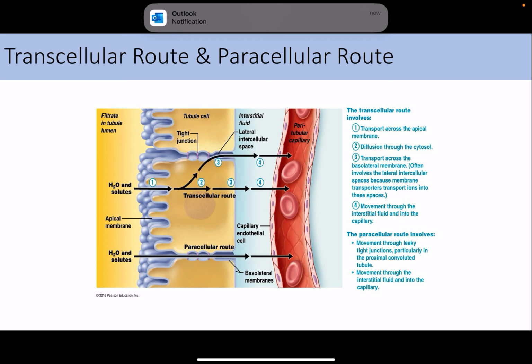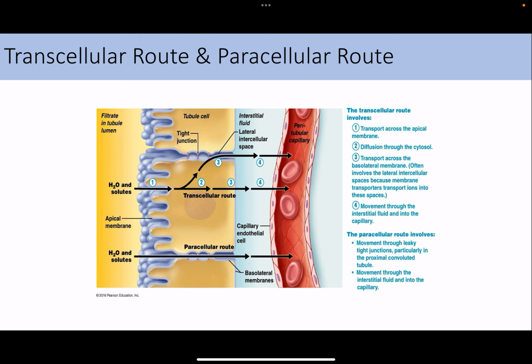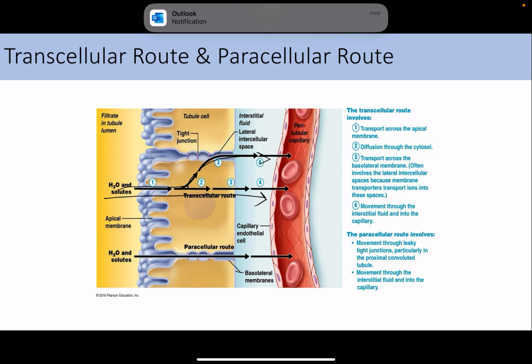So there's 2 ways that we reabsorb things. We either use the transcellular route, where we transport things across the cell, either completely across the cell from the apical side to the basilar side, or it'll go through the apical surface and then to the intercellular space. But again, transcellular route, it goes across the cell, okay? Or we can use the paracellular route, which goes in between cells.